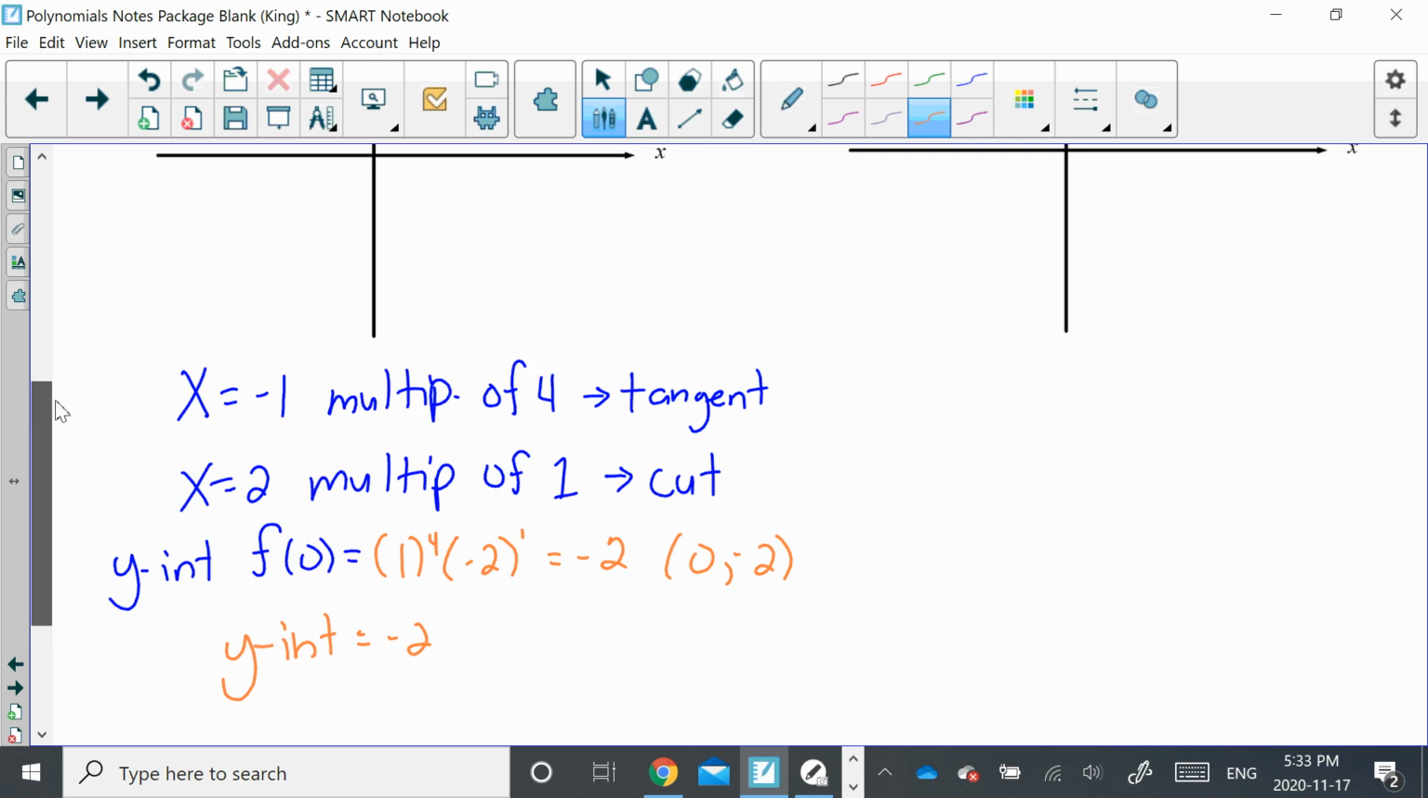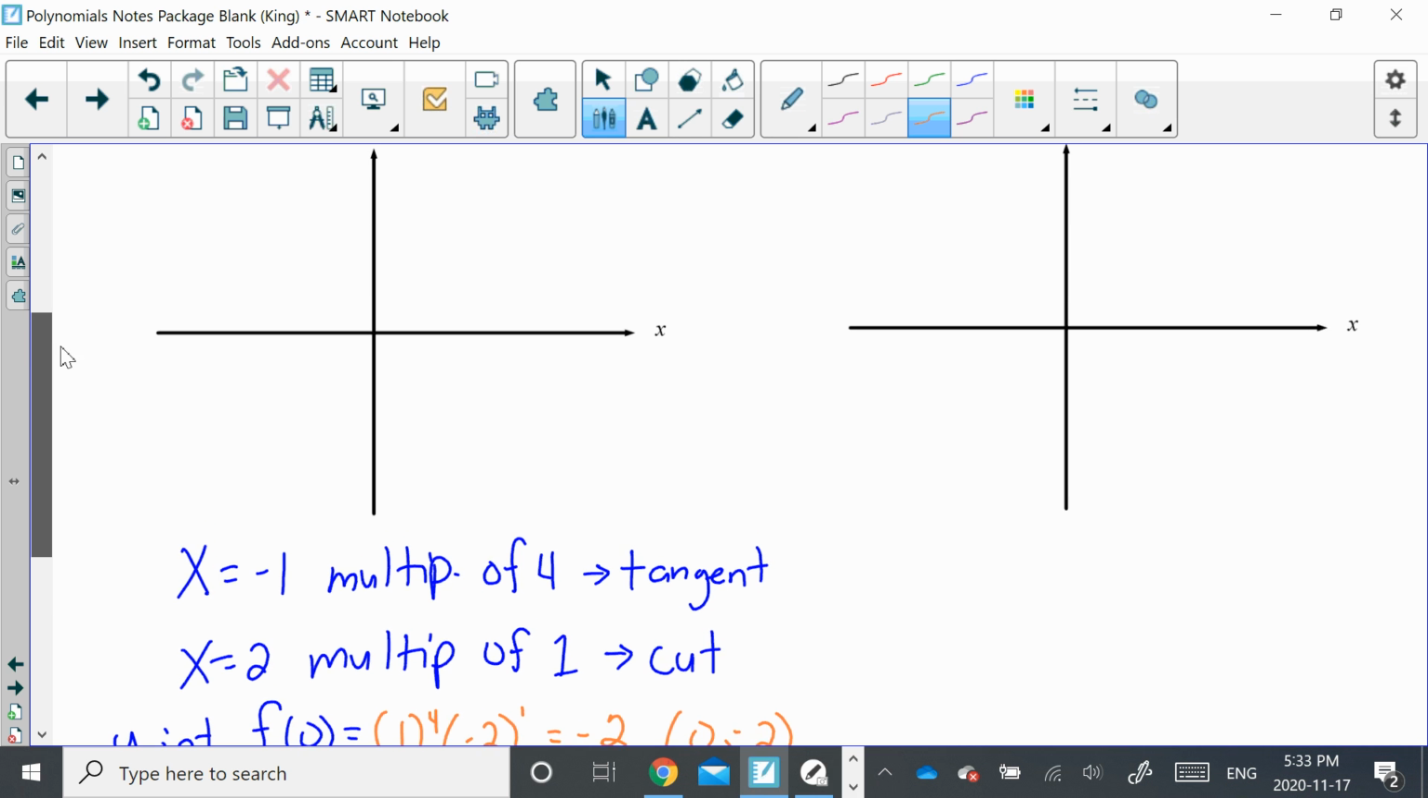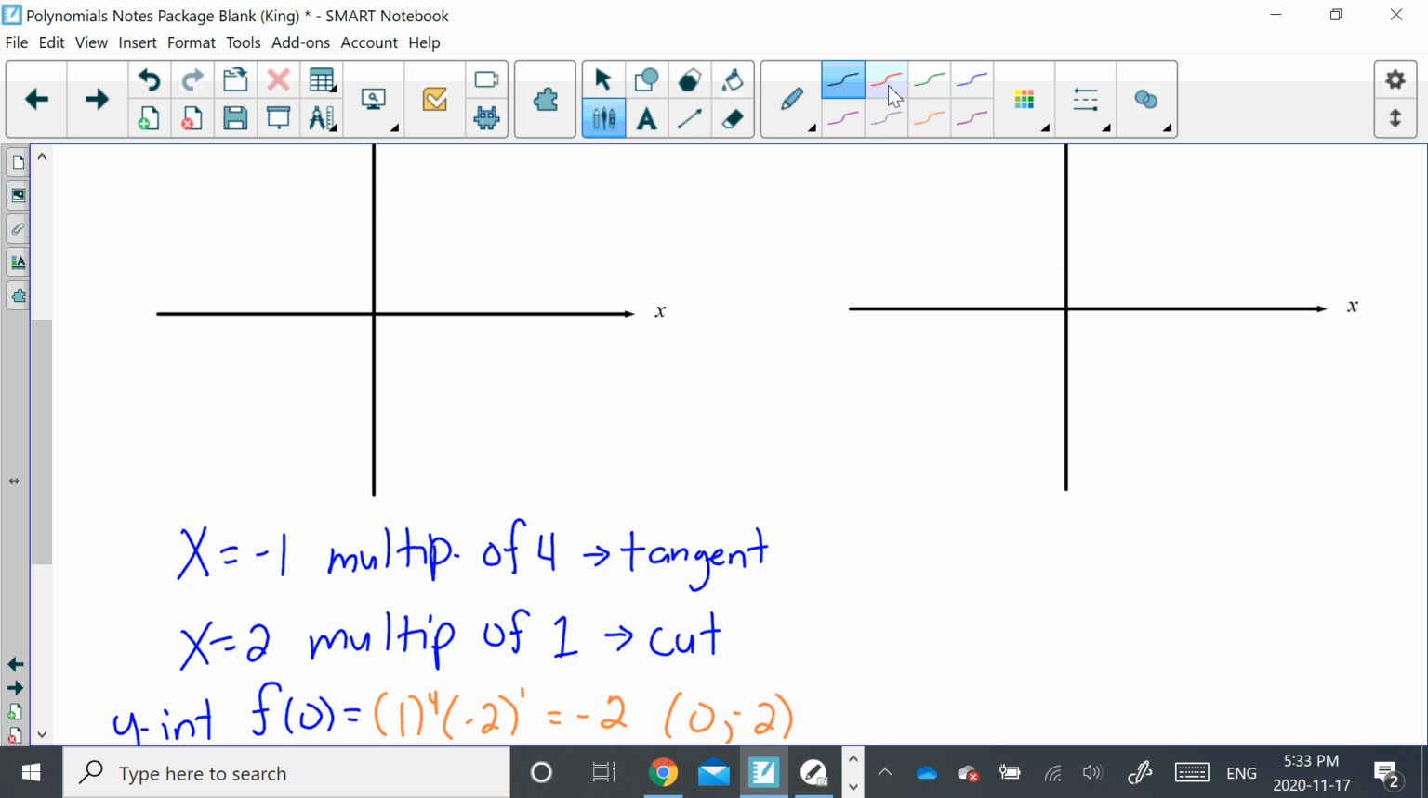Okay, let's put in those x-intercepts and that y-intercept. So I've got an x-intercept of -1, and I've got an x-intercept of 2. So I'm going to put a dot at -1 and at 2. Now I'm going to put my y-intercept in. My y-intercept is -2. So I'm going to put that in.